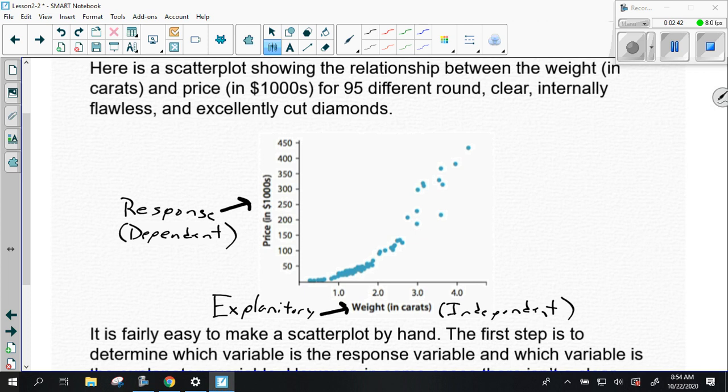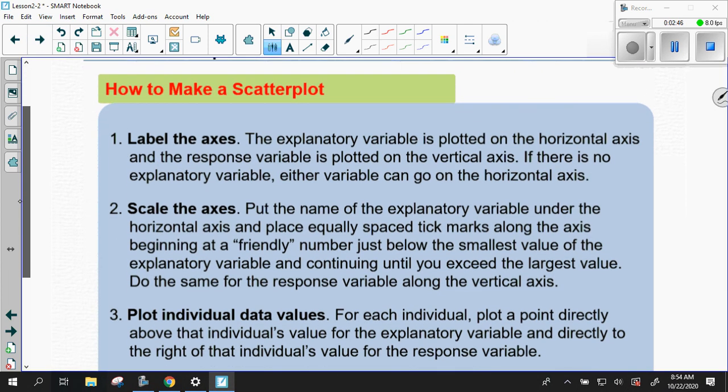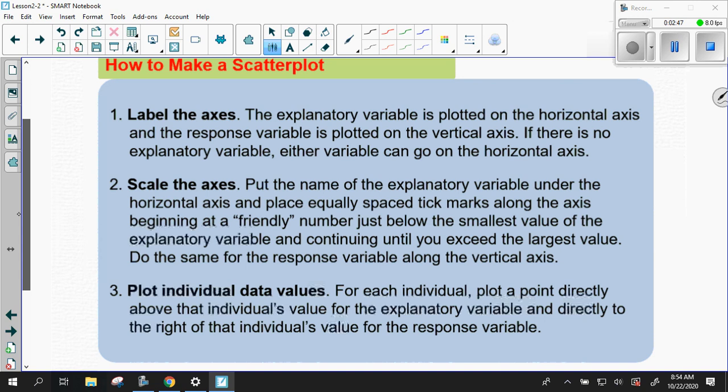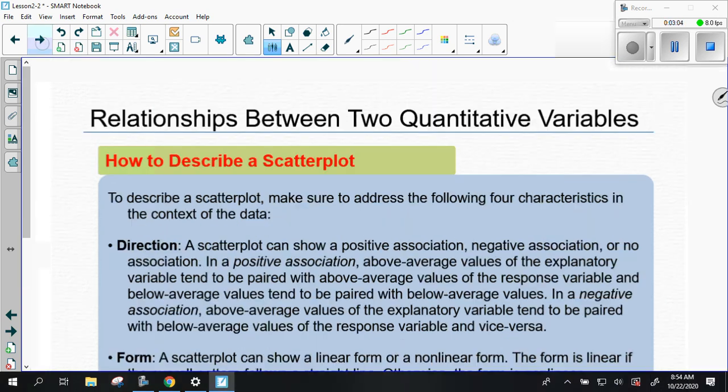So just some different vocabulary there for you. All right, so these are the steps we'll need to follow to make a scatter plot. We'll go through these steps at the very end of the lesson as I do an example for you all. If you want to put these in your notes, that would be fantastic. We'll just follow these steps as we go through it.